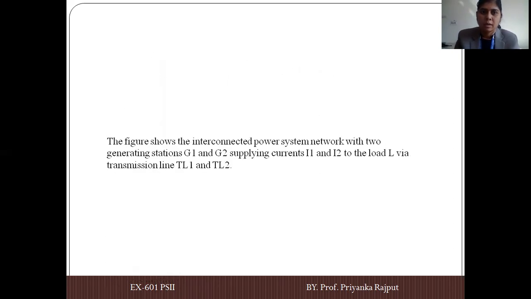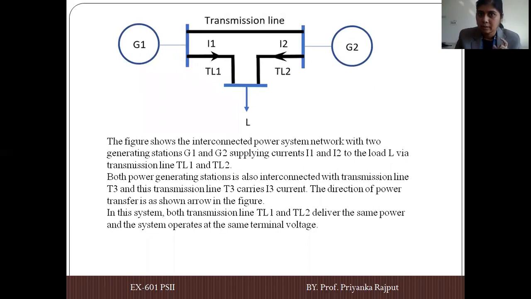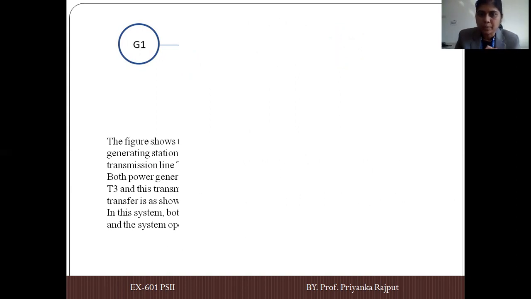In the first diagram, there are two generating stations which are connected to transmission lines TL1 and TL2.